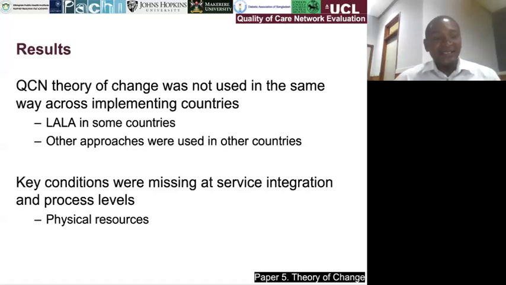And we also found that key conditions were missing, especially at service integration and process levels in the theory of change. For instance, assumptions to do with the actual physical resources. Many participants reported that the interventions to improve maternal and newborn health at facility level, for example, depend on the availability or the nature of the physical resources that would enable service providers to provide quality service to the clients.